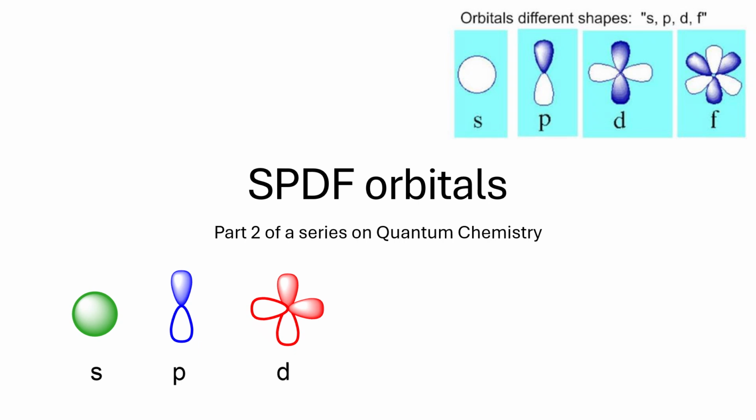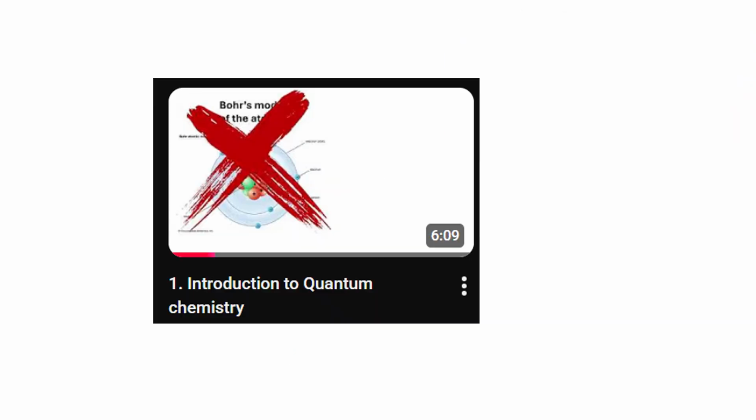The SPDF orbitals are a highly accurate representation of how electrons exist and behave in atoms. We will also be covering the four principal quantum numbers as they are essential for understanding SPDF orbitals. In a previous video, we covered how Schrodinger's model works and what atomic orbitals mean. You should check out that video for some prerequisite knowledge for this one.